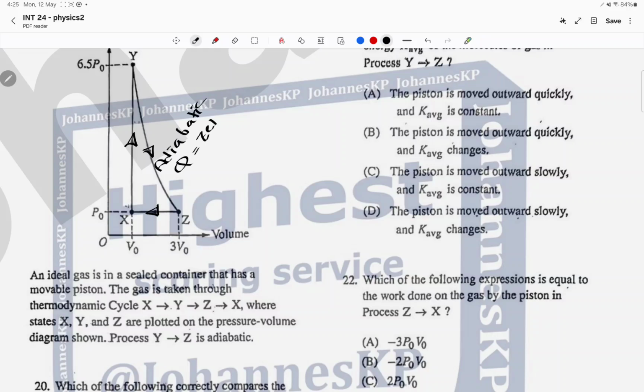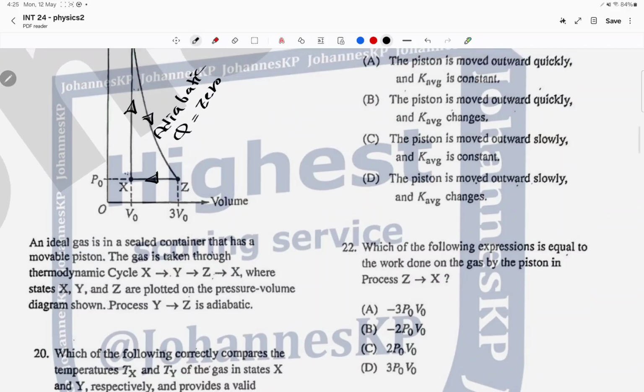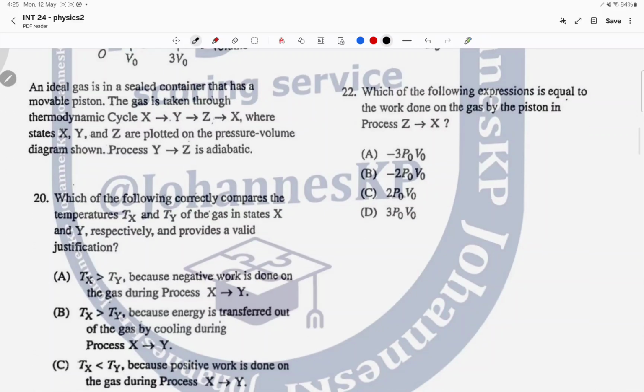Q is 0. Which of the following correctly compares the temperatures Tx and Ty of the gas at states X and Y? Well, which one has a higher pressure? Y. And they have the same volume. So the same volume having more pressure means more temperature. So Ty is actually 6.5 times Tx. So Ty is definitely more than Tx, definitely.